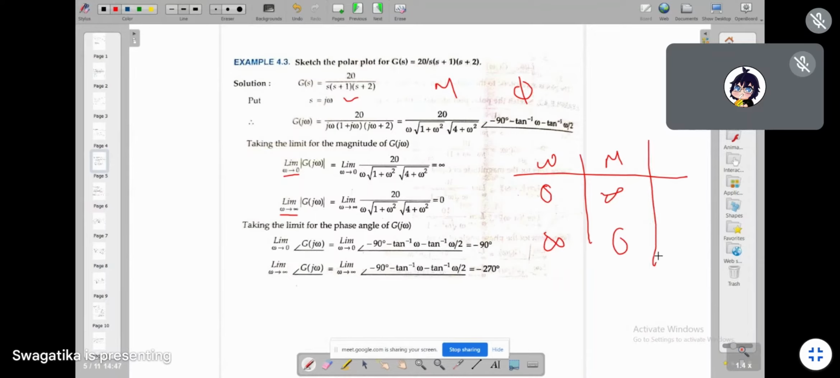Now go for the phase analysis. Phase is minus 90 minus tan inverse omega minus tan inverse omega by 2, because the 90 comes from the s term. At omega equals 0, the phase is minus 90, and at omega equals infinity, the phase is minus 270 degrees. So the plot starts from infinity with phase angle minus 90.